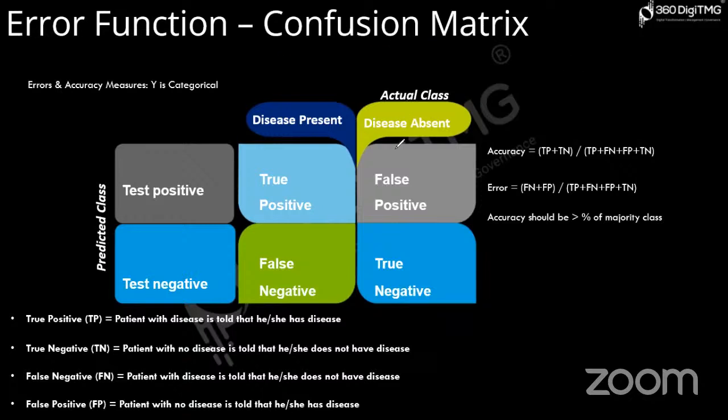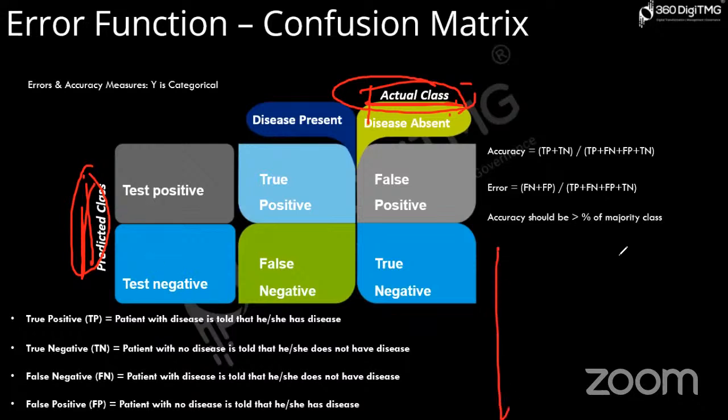Here, these are the predicted cases and these are the actual cases. Predicted cases are whatever predictions you have made using the model building. Actual cases are the historical data, which also has the output, right? Those are the actual cases. So we'll see whether the prediction we have made is correct or not.